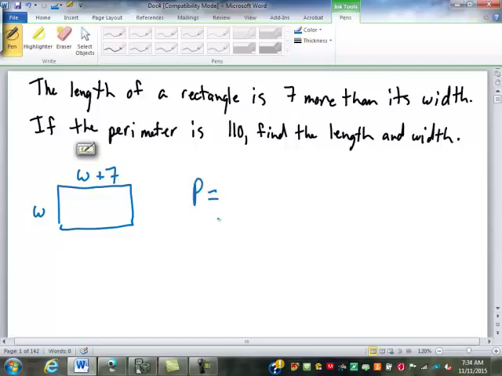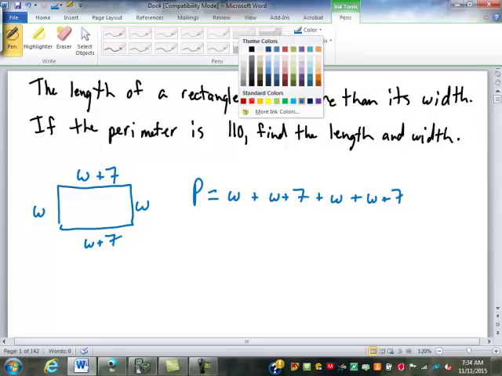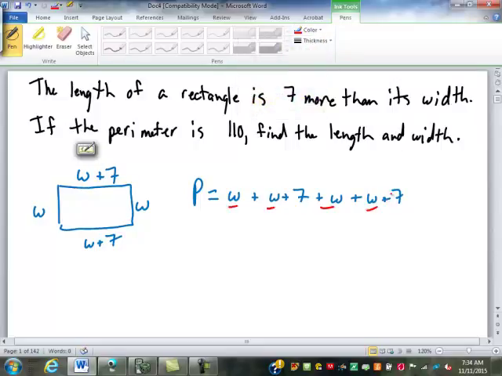Perimeter is found by adding up the sides. So W plus 7 plus W plus 7. Perfect. We combine that. 1, 2, 3, 4 W. 7 and 7 make 14, so plus 14.